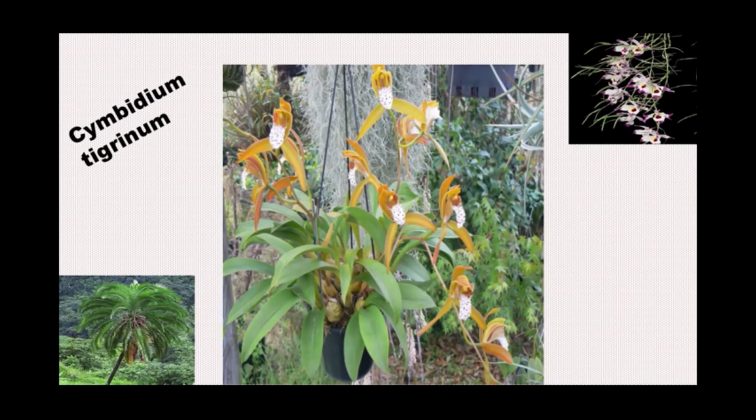Now this is Cymbidium tigrinum. Now this is a really compact small Cymbidium species from India. The tuberous bulbs are fat and egg-like, and the flowers are exotic and they are harvested for the flowers.